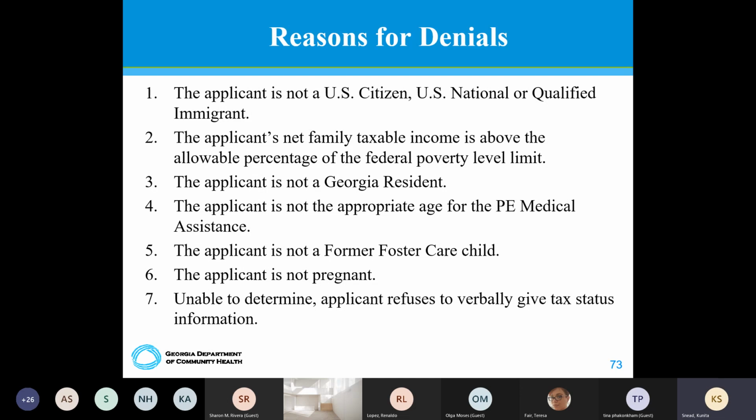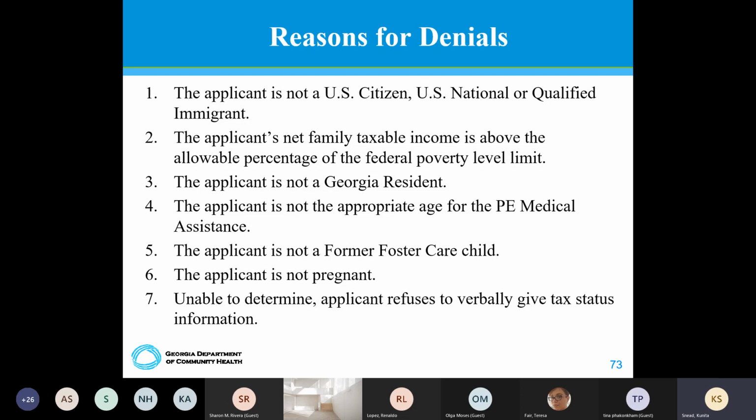Any other questions? Okay, so for the denial reasons, these are the 7 reasons why someone can be denied for PE. Of course, if they don't meet the U.S. citizen, national, or qualified immigrant status, if they're over the income limit, even after you've deducted any pre-tax or 1040 deductions, and also even if you did the 5% deduction. So if you've done all of that and they're still over the income, then that's the reason why they would be denied.